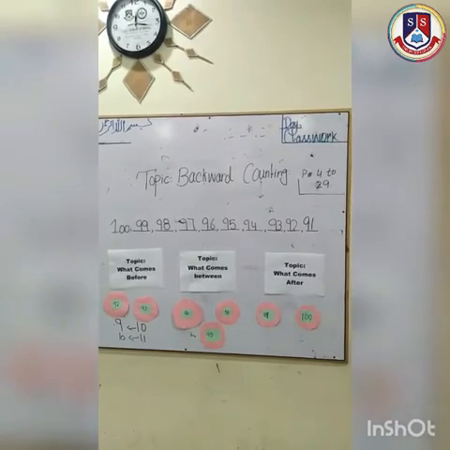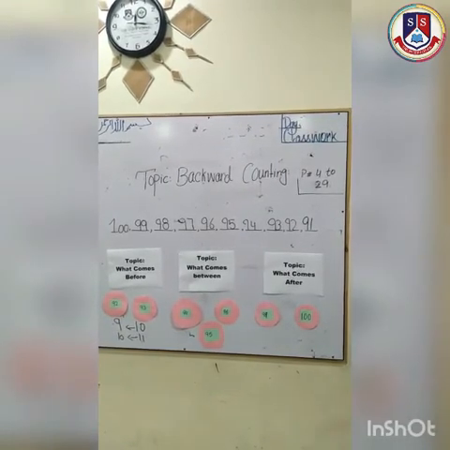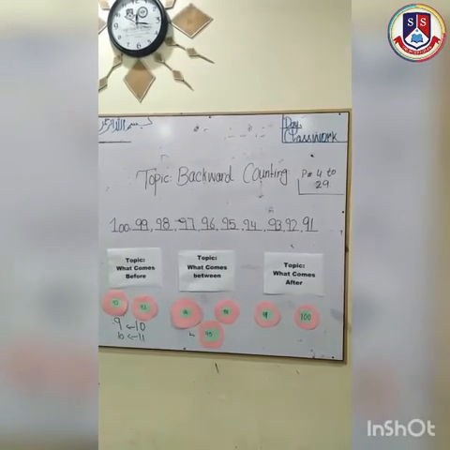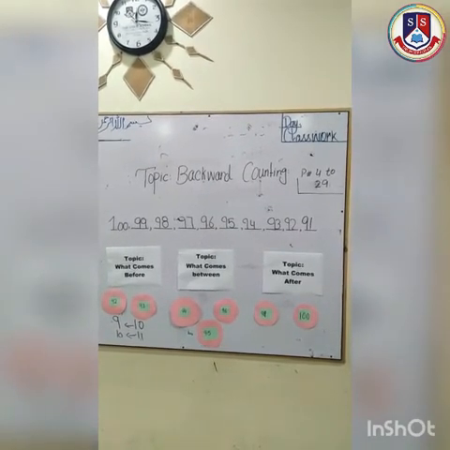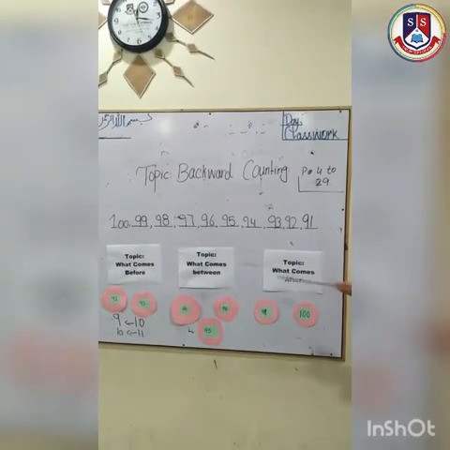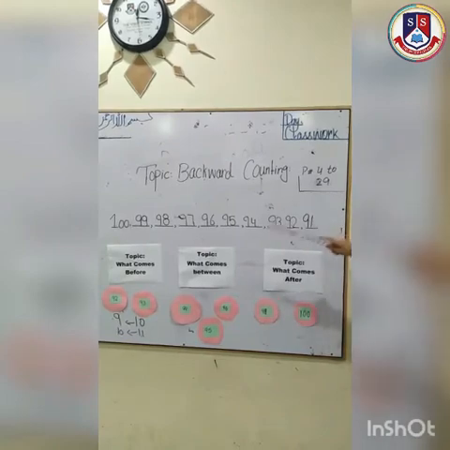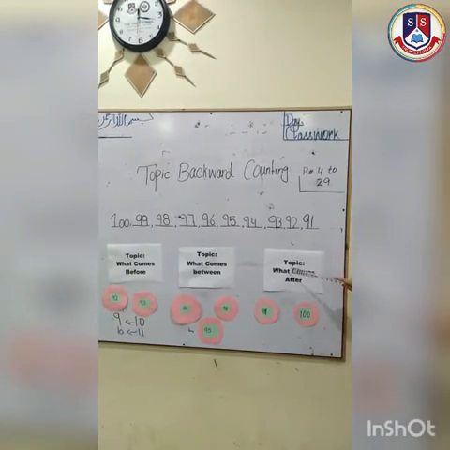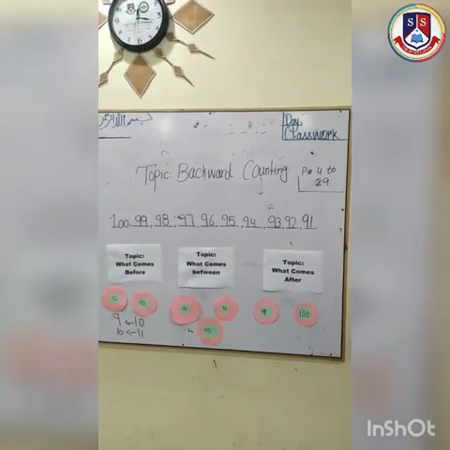99 के आफ्टर क्या आता है, it is 100. 100 after 99, this is 100. इसमें उसके बाद क्या आता है. So there are 3 topics: words come before, words come between, words come after.